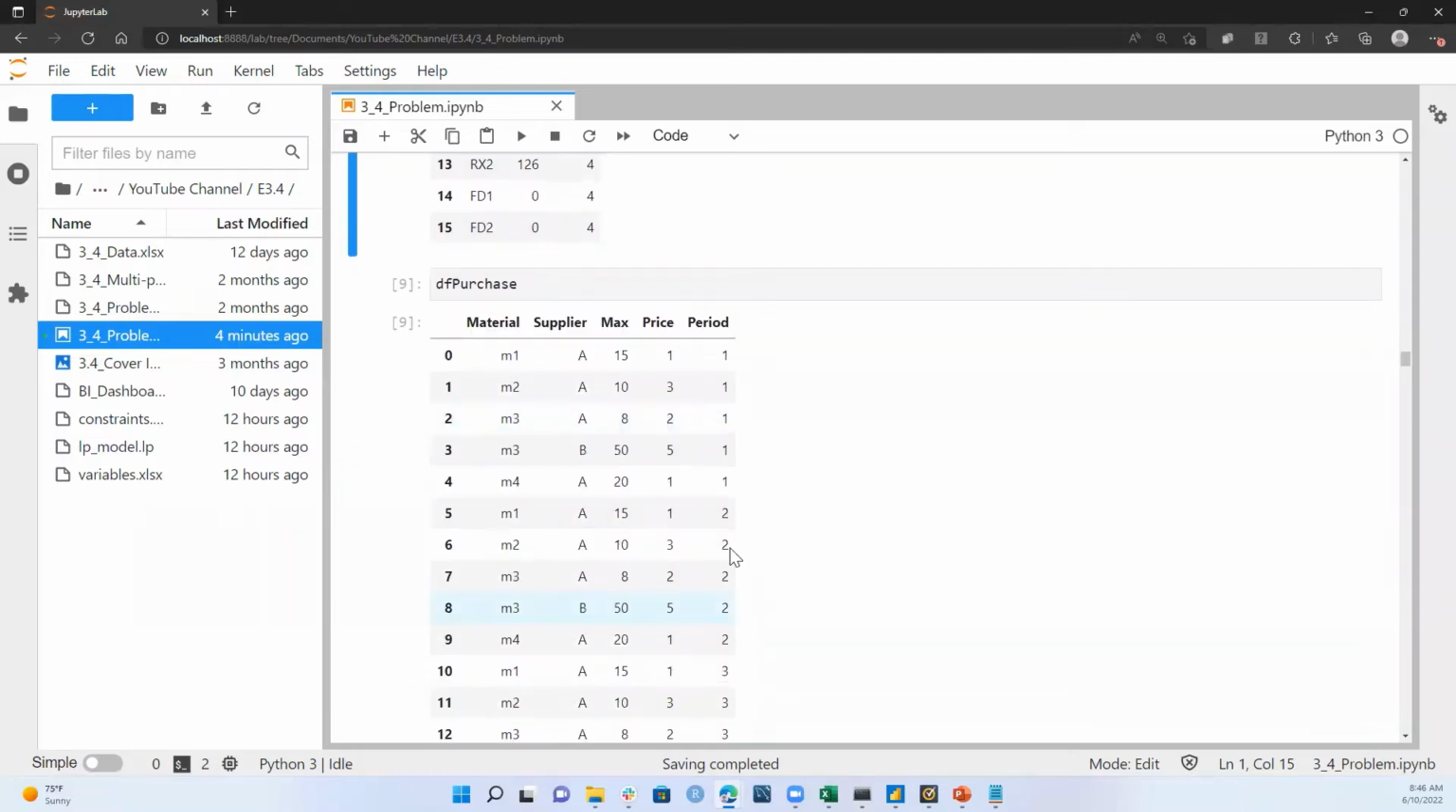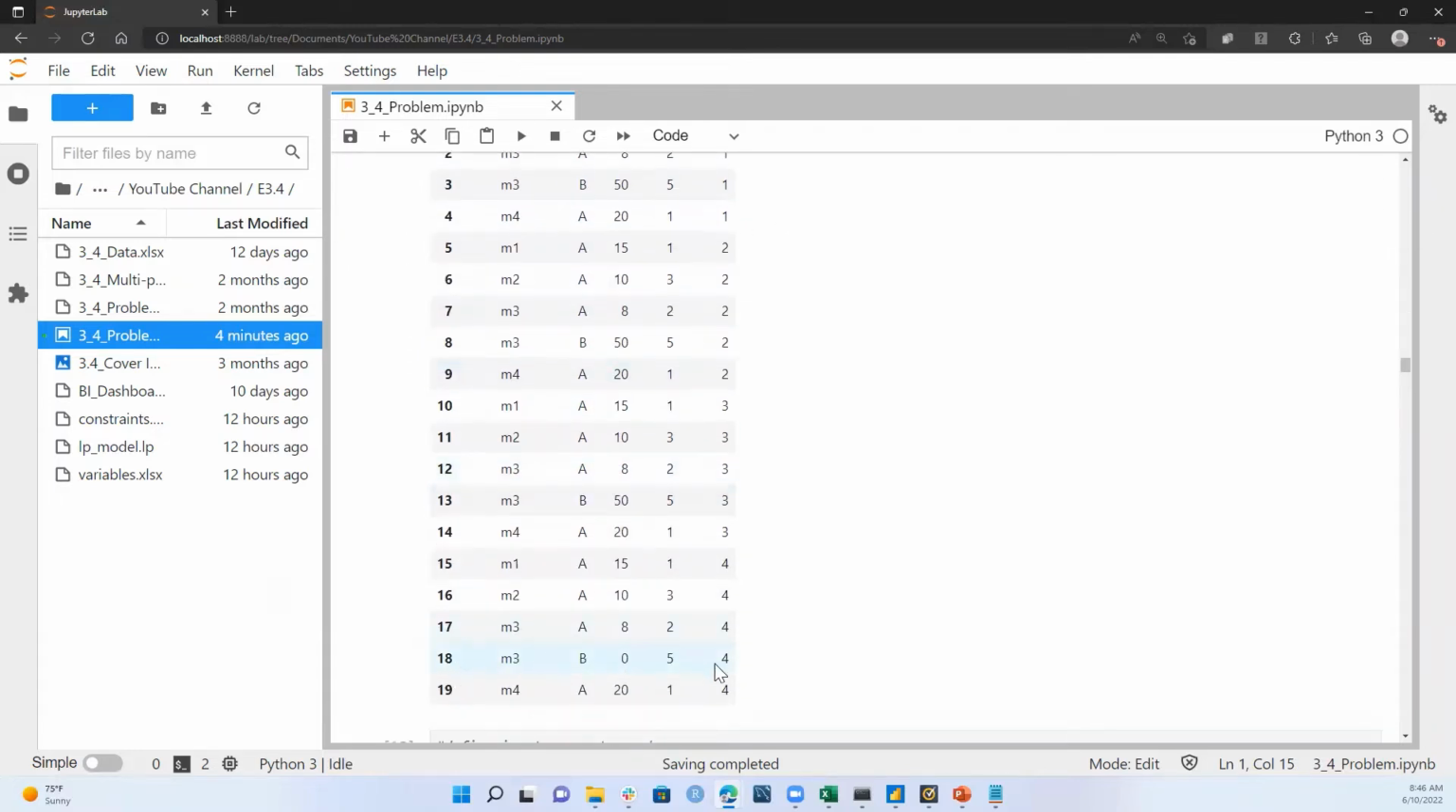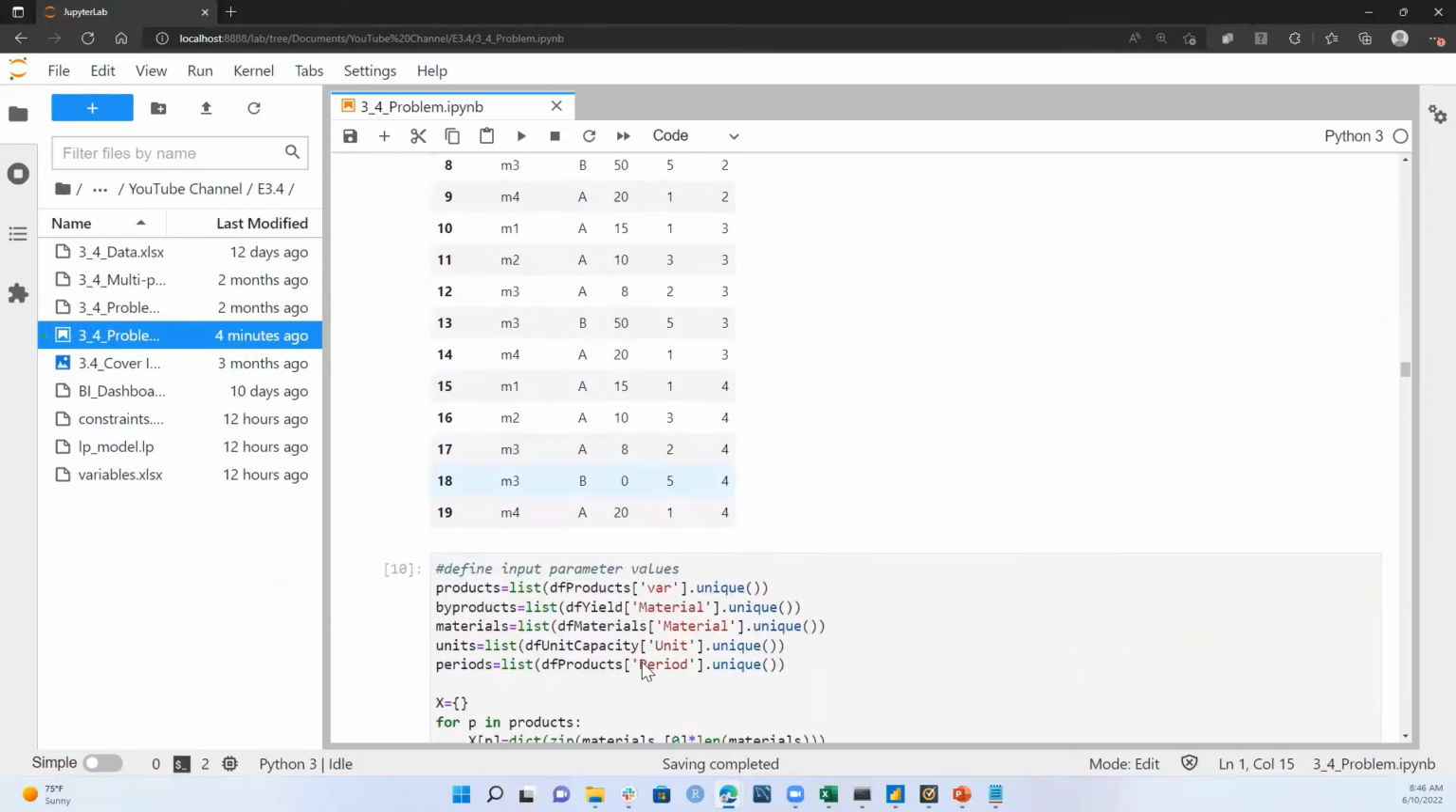And then we have our DF purchase table, which, we talked about before, represents the material that we can buy from which supplier at what maximum availability and price and in what period. And as noted before, the only real change here, most of this is time invariant, but we will not have any material 3 available from supplier B in period 4.